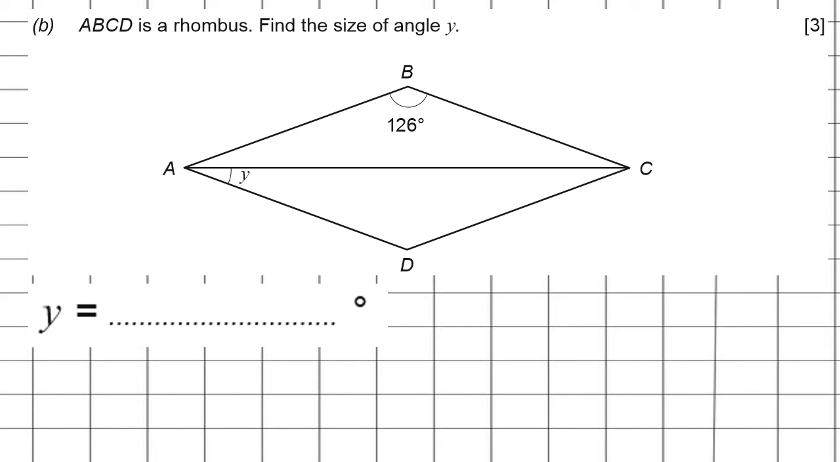ABCD is a rhombus. Find the size of the angle Y. Okay. So we could split them up into 2 separate triangles, or we can find the other angle of the rhombus. So to do that, we do 180, take away 126, which gives us 54 degrees. And if we divide that by 2, because there's 2 angles, that gives us 27 degrees. So Y is 27.